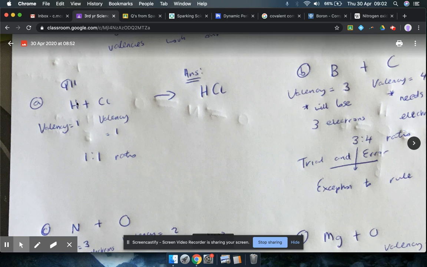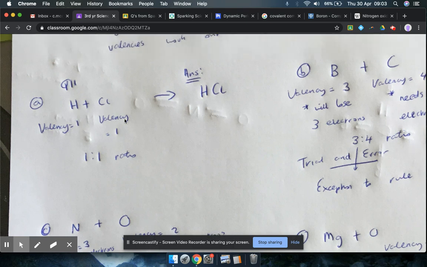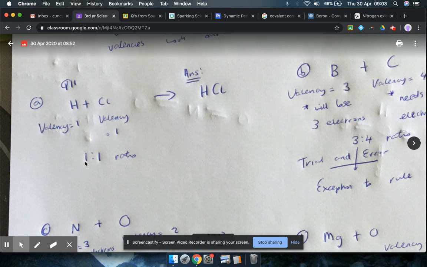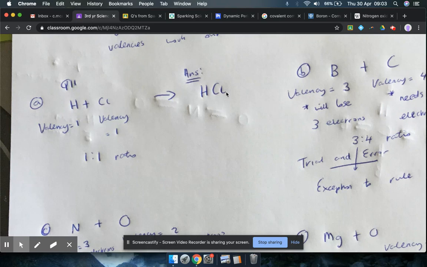When we work it out, we can see that the valency of hydrogen is 1, because it's in group 1, so it's going to lose 1 electron. And chlorine is in group 7, so it has a valency of 1 as well, because it can gain 1 electron. So the ratio of valencies is 1:1, and that means one hydrogen will bond to one chlorine. So the actual ratio for the compound is also 1 hydrogen to 1 chlorine.